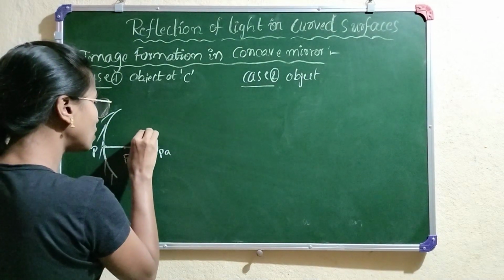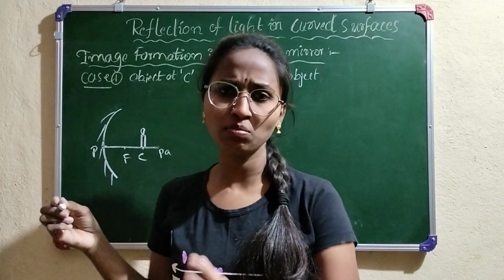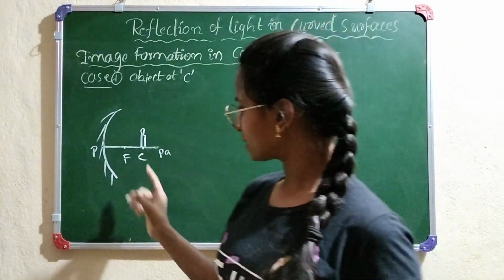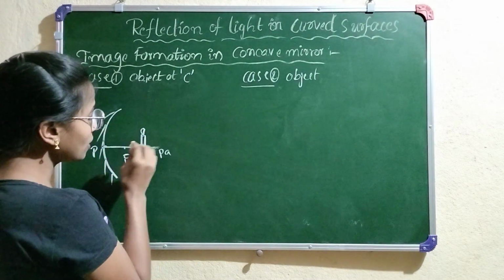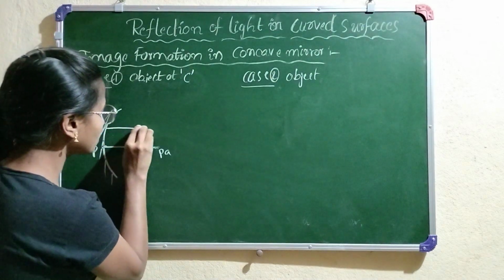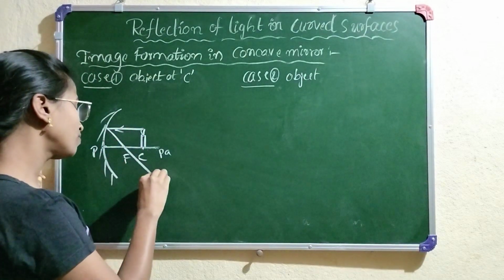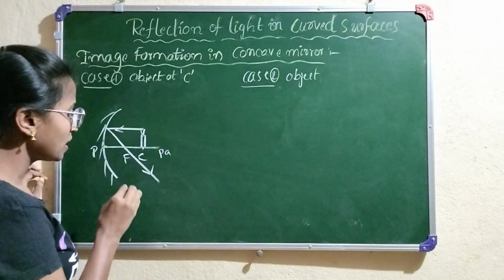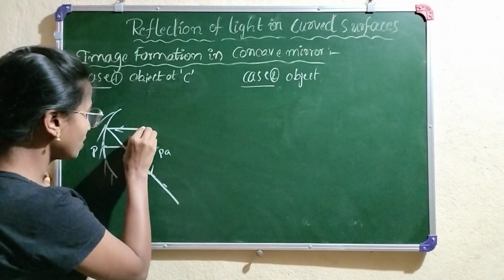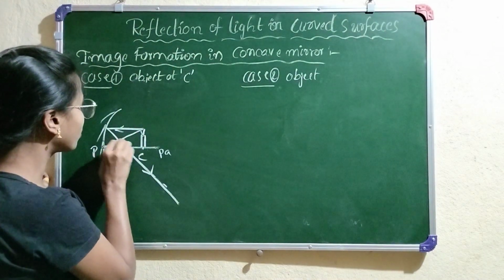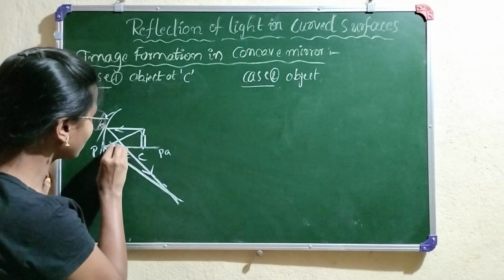So now I am keeping an object. As an example I am just taking a candle. You can take a tree, bottle, showpiece, pen, eraser, any object you can take here, but I am taking a candle as a light source. So from here also I am again using the first rule: if the light ray passes parallel, it will pass through the focus. Again, if the light ray passes through the pole making some angle, it will also reflect from the pole making an equal angle.